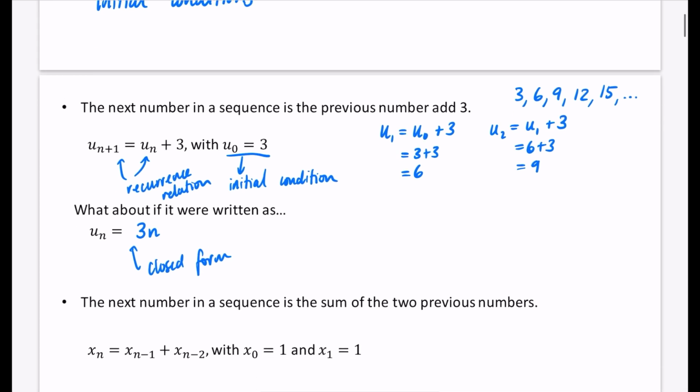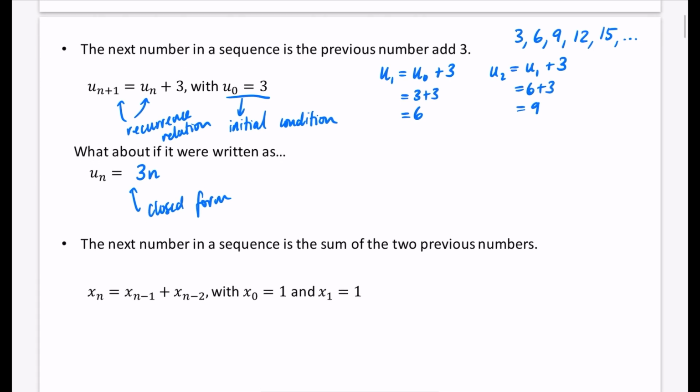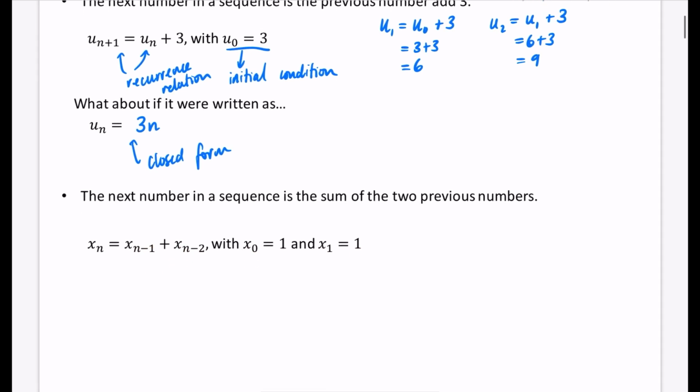Okay, let's look at this one. We've got the next number in a sequence is the sum of the two previous numbers. So this time I have said that the number in the sequence is the previous, n minus 1, plus the previous one before that, n minus 2, summed together. And I've said that x0 is equal to 1 and x1 is equal to 1.